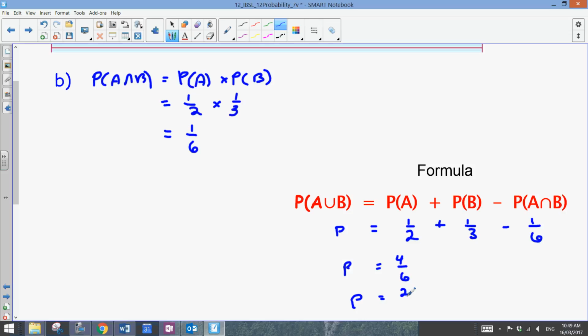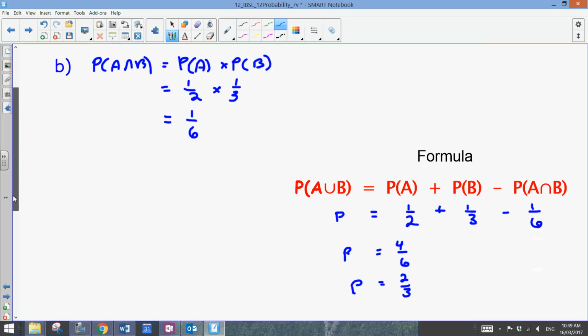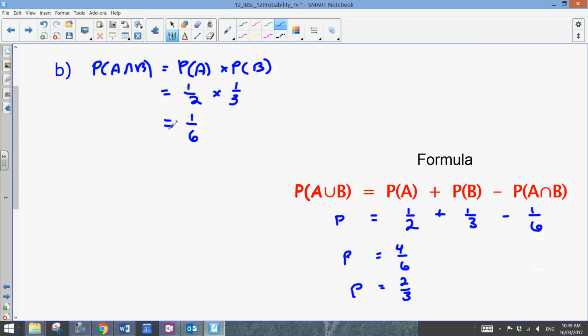So P will have to be 2/3 for this example in order to make the two events independent, because this has to be true for independence. The intersection must be the product of the two probabilities.